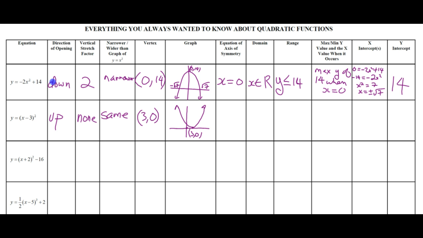Equation of the axis of symmetry: x equals 3. Domain. Range. You look at the sketch. Yeah, y is greater than or equal to 0. Max or min? Minimum y. I suppose I really should say minimum y value. Minimum y value of 0 when x equals 3.